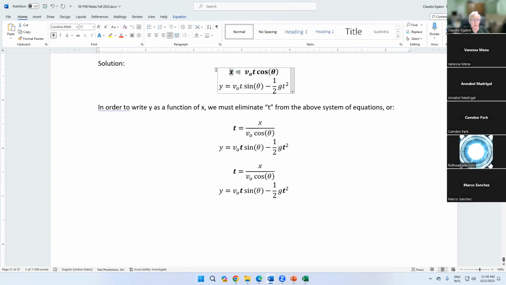Yeah, I'm changing the format of this equation. That's all I'm doing. I'm just changing the format of this equation because I want to eliminate t from the two equations. I want to eliminate the parameter, y as a function of x, right? And that's exactly what we're going to do now.